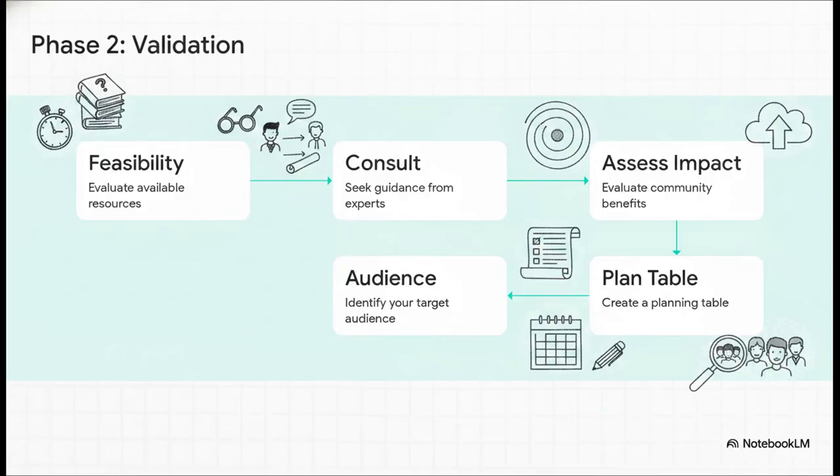Okay, so once you have that narrowed down idea, you transition into phase 2, which is validation. First up, ask yourself the hard question. Is this feasible? Do you actually have access to the necessary data and the time required to do it right? Next, consult the professionals. Go talk to your professors, chat with agency directors. Then, critically evaluate the potential impact your study will have on the community. From there, you'll create a structured planning table. And lastly, pinpoint your exact target audience.